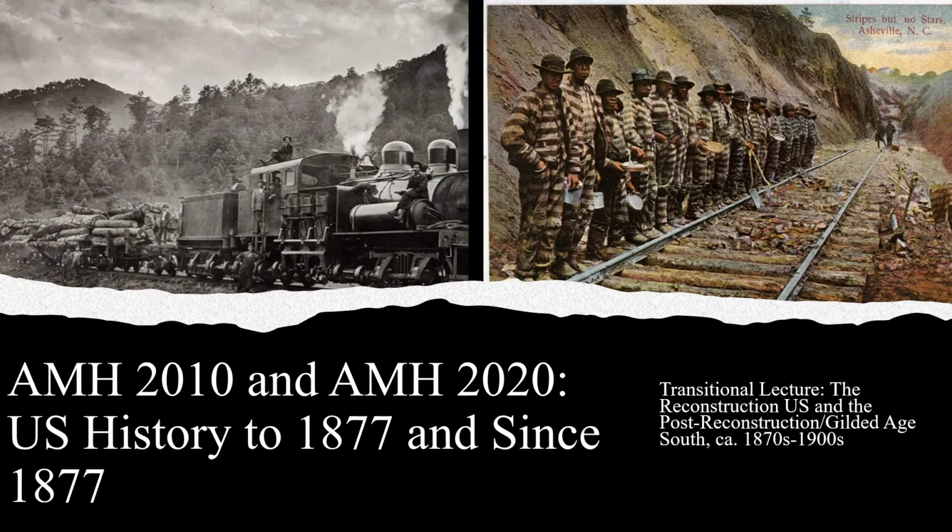AMH 2010 is U.S. History to 1877 and AMH 2020 is U.S. History since 1877. This is going to be a transitional video. We're going to be discussing the South during the Reconstruction era and in the Post-Reconstruction and Gilded Age period, roughly from the 1870s to the 1890s. This straddles the subject matter of both AMH 2010 and AMH 2020, so I'm going to be discussing the South in just one video.